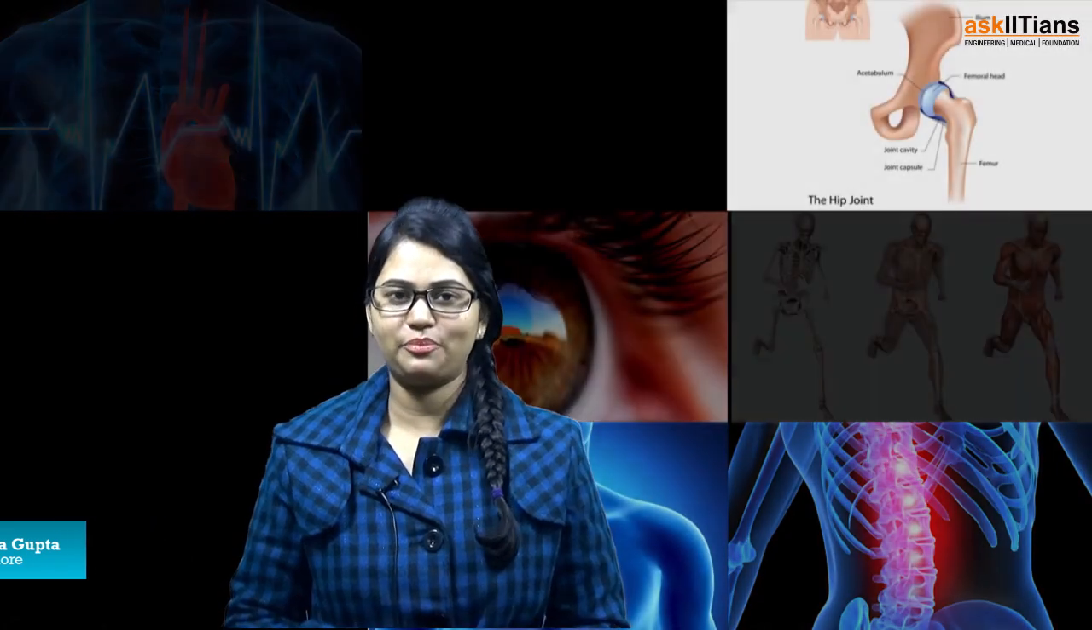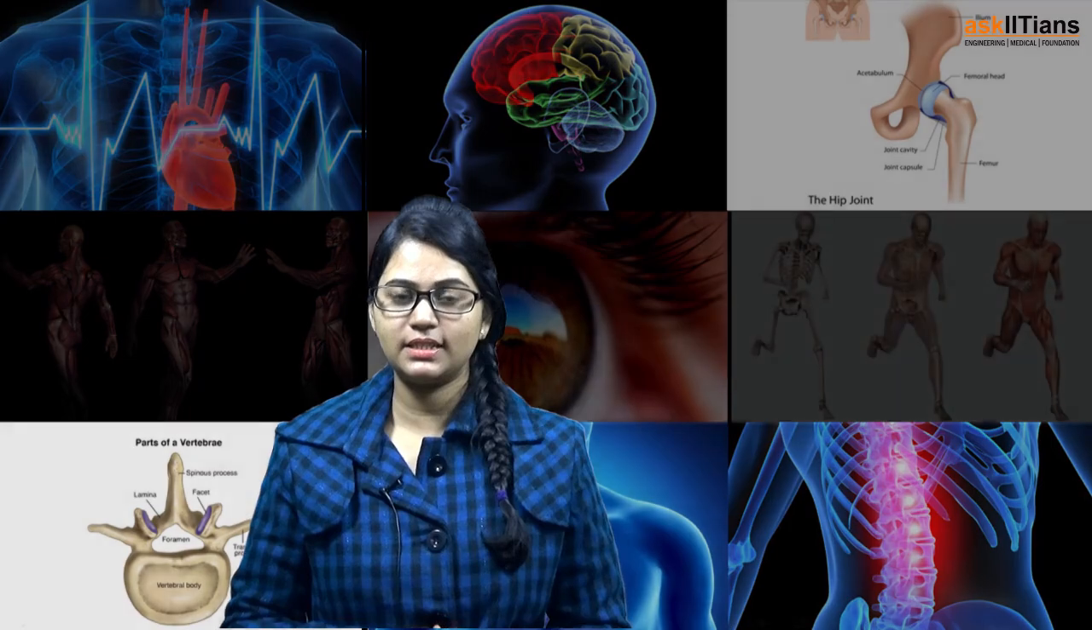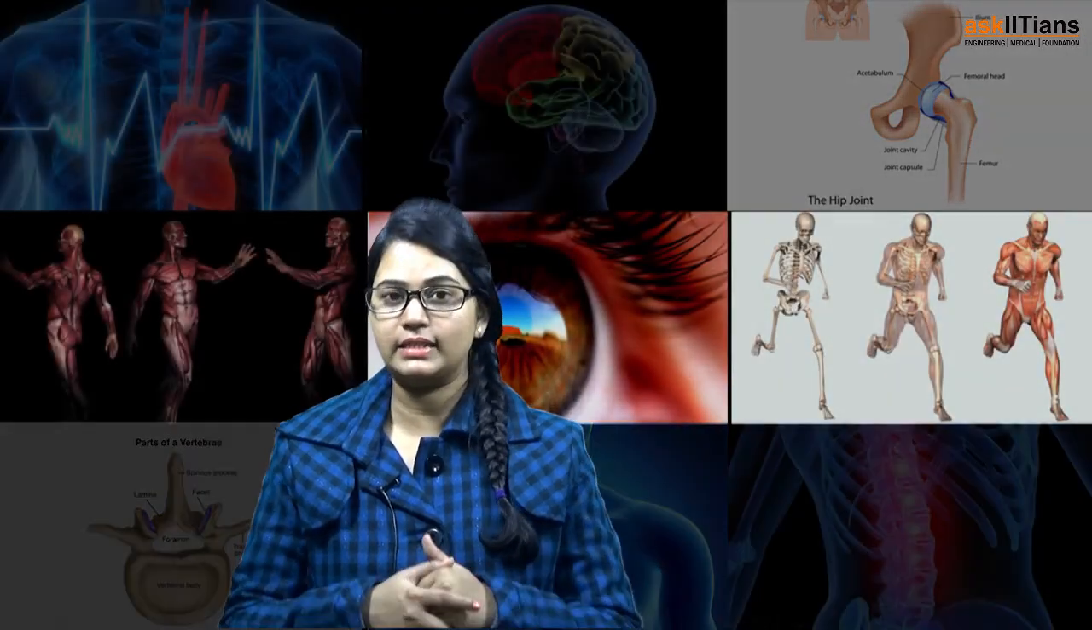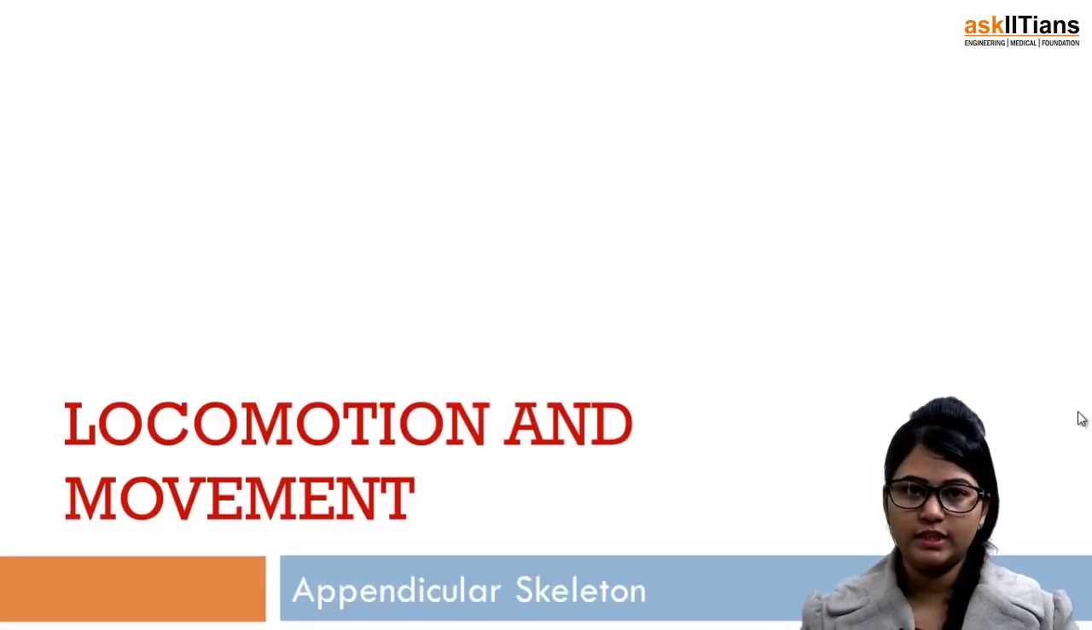Students, welcome to the 9th part on the chapter Locomotion and Movement. The human skeletal system, as I have told you earlier, is subdivided into two parts, axial skeleton and appendicular skeleton. We have completely discussed the axial skeleton in our previous lectures. Now I am going to take the appendicular skeleton.